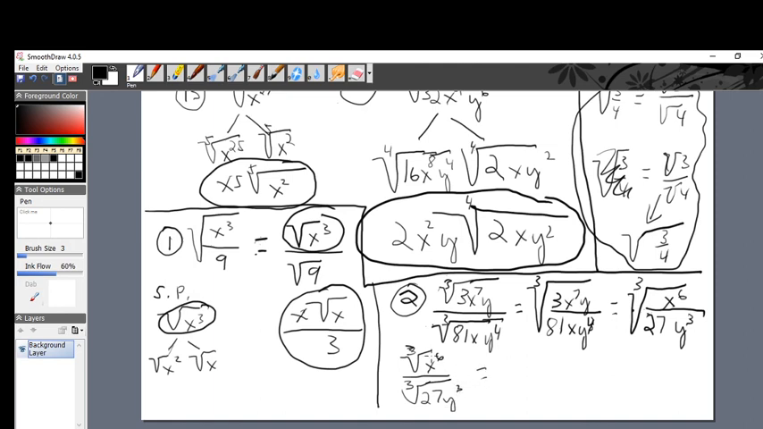What's the cube root of x^6? 6 divided by 3 is 2, so it's x squared. What's the cube root of 27? It's 3, because 3 times 3 times 3 is 27. And what's the cube root of y cubed? y itself. And it's all done. All the radicals have been cleaned up. In fact, we don't even have any radicals left at the end of the day. That's how well this turned out for us.